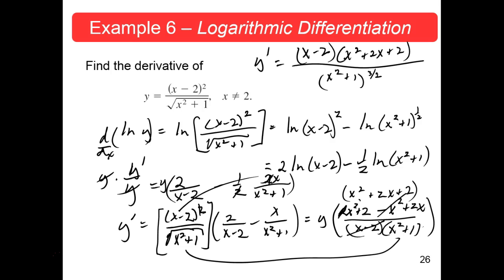Now, let's think. Why did they say x can't be equal to 2? Right here. When you take the logs of it, you can't take the log of 0. So this is why you said it can't be equal to 2. With just this, there's no reason to say it can't be equal to 2. But if you're going to do logarithmic differentiation, you can't ever take the log of 0 or a negative number.